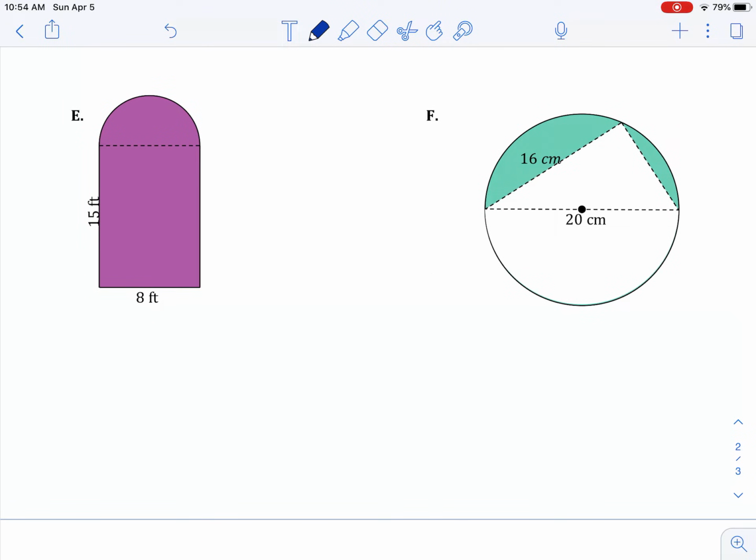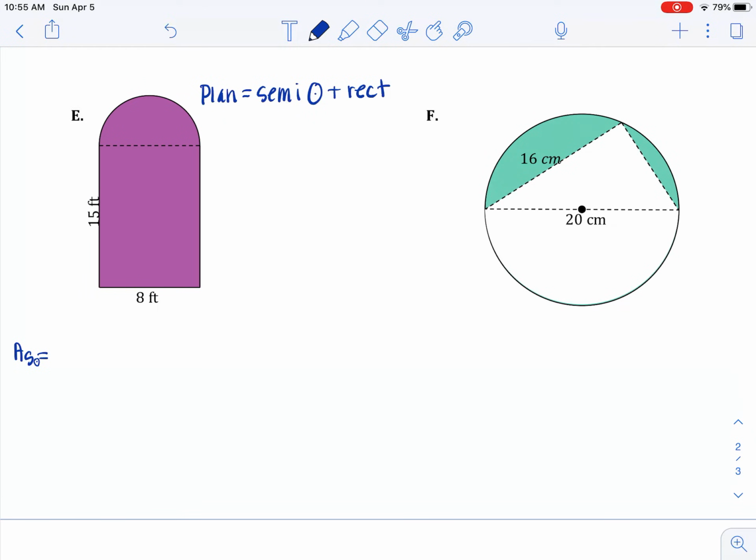Okay, 2 left. This one here, we need a plan. What do I see? Semicircle. And I see a rectangle. The figure is made up of those two together, so my plan is going to be to add them. Start with the area of the semicircle.